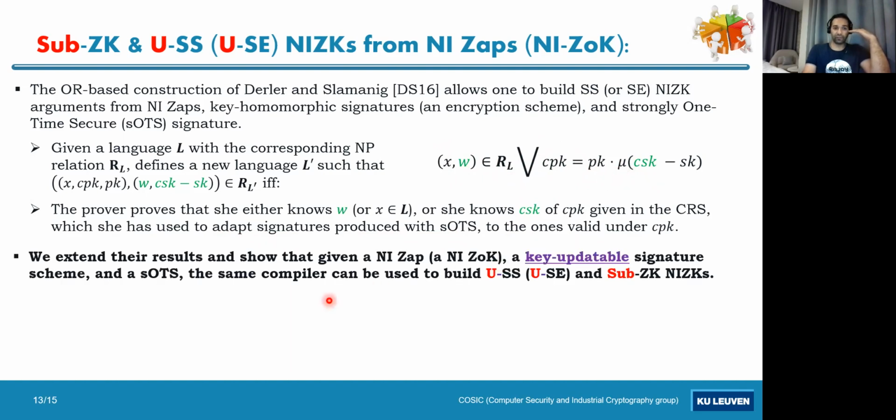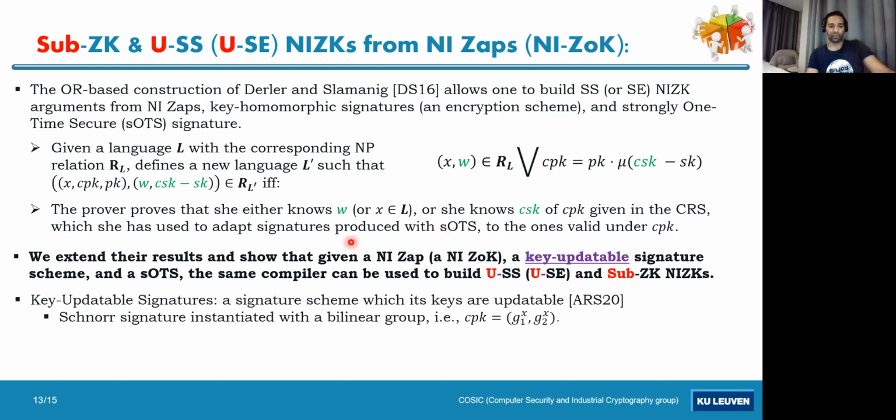We show that this construction can be extended. We are given a non-interactive Zap, again similar to the original compiler, but now, instead of key homomorphic, we need a key updatable signature scheme, and then again strong one-time signatures. The same compiler would allow us to build NIZK arguments that could achieve subversion zero knowledge and updatable simulation soundness or updatable simulation extractability. Here, once we use non-interactive Zap of knowledge, we can achieve updatable simulation extractability. And I should mention that for achieving knowledge soundness or simulation extractability, we rely on non-black-box extractions that use some knowledge assumption.